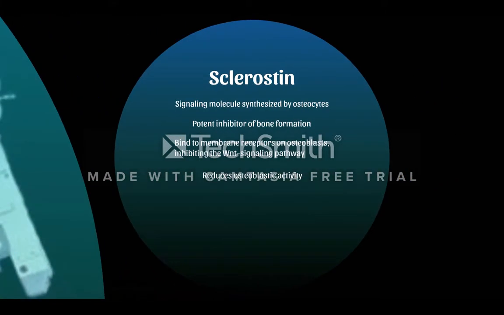Sclerostin is a signaling molecule synthesized by osteocytes, which, if you remember, are the regulating cells of bone, and it is a potent inhibitor of bone formation. It binds to the membrane receptors on osteoblasts, inhibiting the Wnt signaling pathway, overall reducing osteoblastic activity.